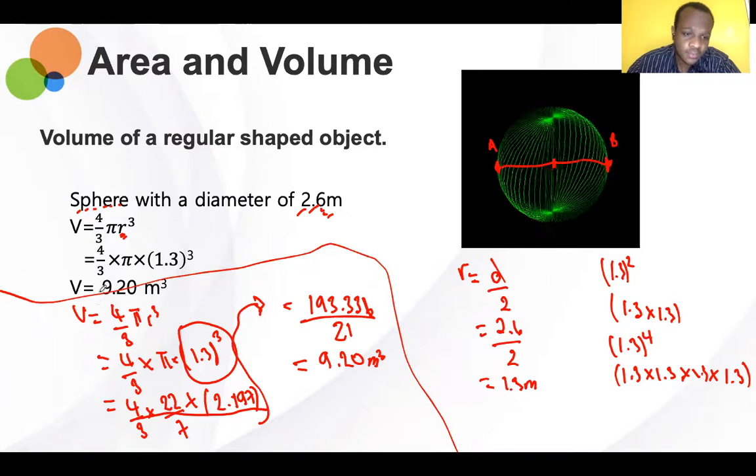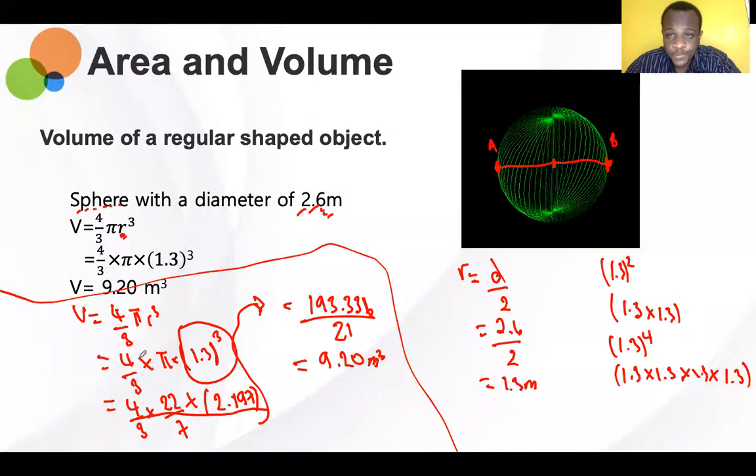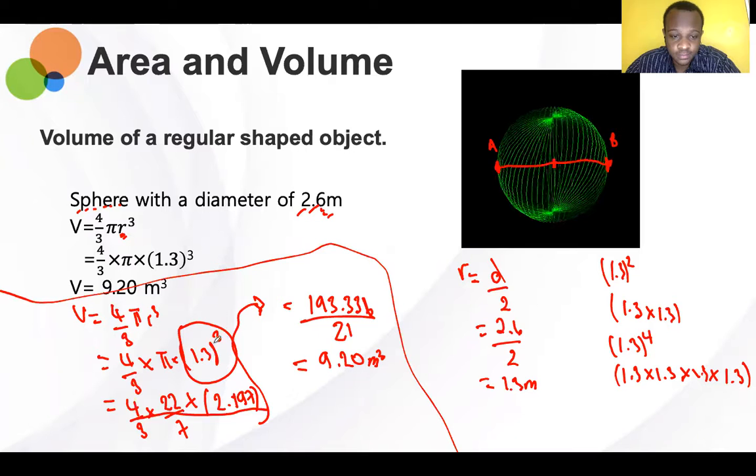So we start to plug in our values. We plug in our 1.3 here, and we break this down. It will be 4 over 3 times pi, which is 22 over 7, right? Yes, sir. Pi will be 22 over 7 times this. Now, what is our 1.3 cube? How do we represent this? How would you calculate 1.3 cube?